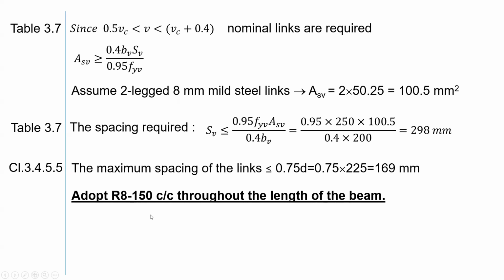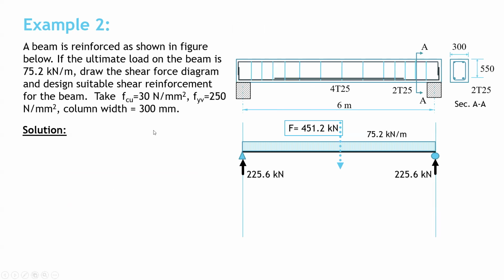So this example shows us that this beam, which is also a small beam, needs only minimum shear reinforcement throughout the whole length of the beam, and will be R8 spaced at 150 millimeter. And as you know, R refers to mild steel. So it is diameter of 8 millimeter spaced at 150 spacing throughout the whole length of the beam.